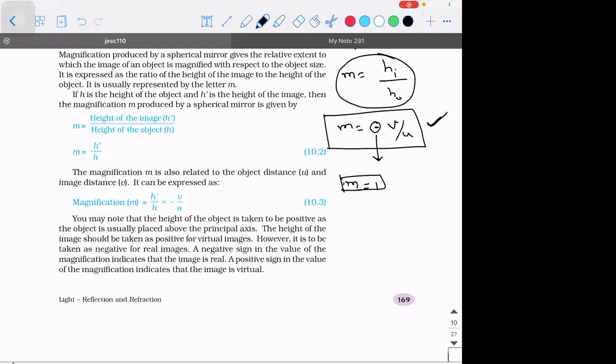The other way of finding it out is, suppose you don't know the ray diagram, then how can you write minus v by u is equal to 1? So v is equal to minus u. When is it possible? Only when the object is at the center of curvature.